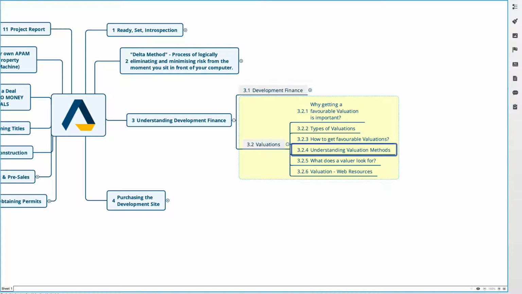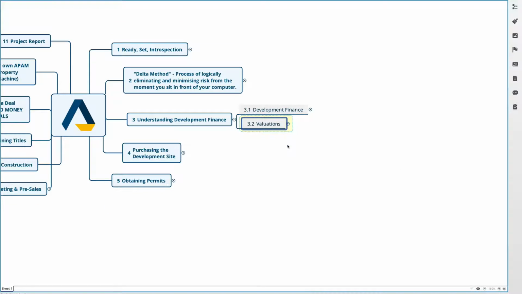What are the things that you can do when you are talking to your lender to get a favorable valuation. Understanding valuation methods. What does the valuer look for when they're assessing your site, and all the different web resources that you can use to get a desktop valuation and see where you sit at.